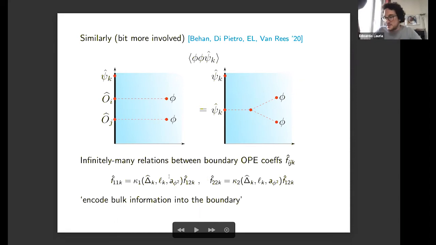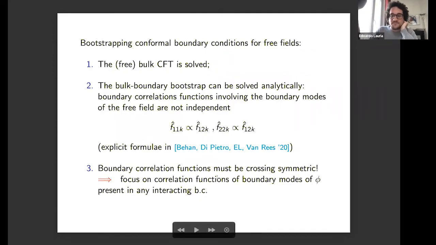So it's important. The consequence of the bulk-boundary bootstrap for such a theory is that all such three-point functions are related to each other, and you can think of these relations as the necessary conditions that allow you to encode the bulk information into the boundary. So because you can solve all these bulk-boundary bootstrap equations, you can encode all the bulk information into the boundary, and then focus on the remaining boundary correlation functions.